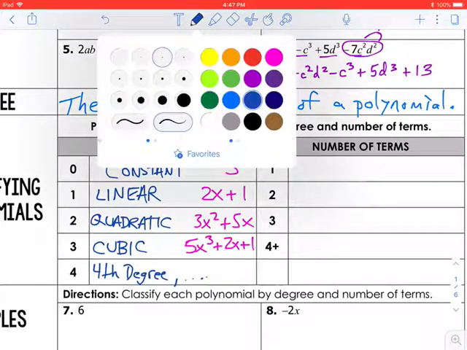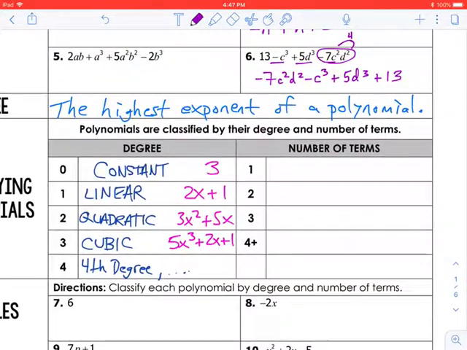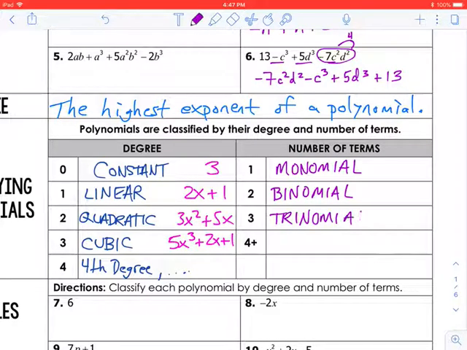Okay, now when you look at the number of terms, so how many terms are there? If there's only one term, that is a monomial. Okay, if there's 2 terms, that's called a binomial, because bi means 2. 3 is a trinomial because tri means 3. And then 4 plus is called a polynomial. Okay, so after 4, or after 3 really, it's all polynomials.